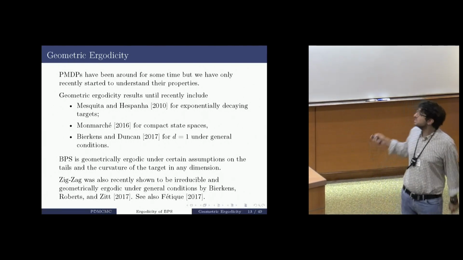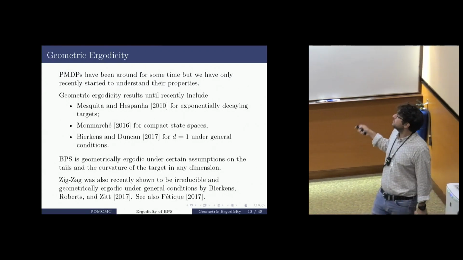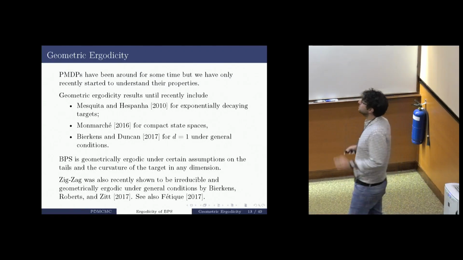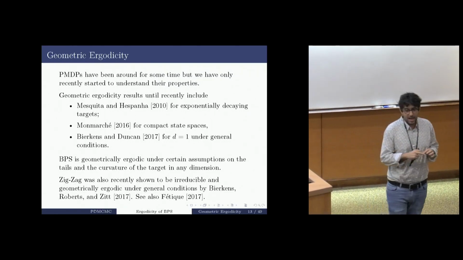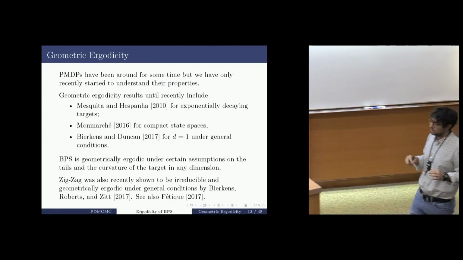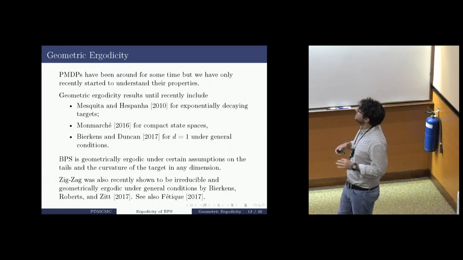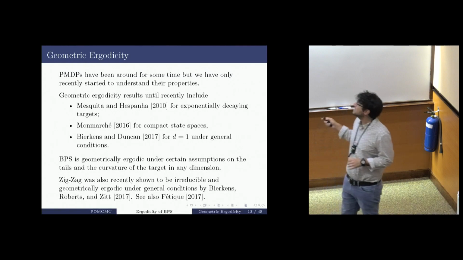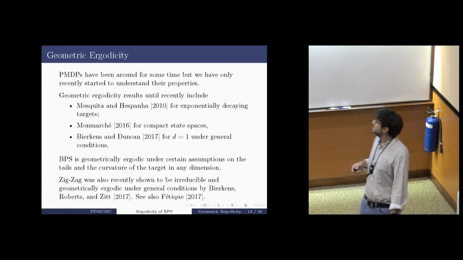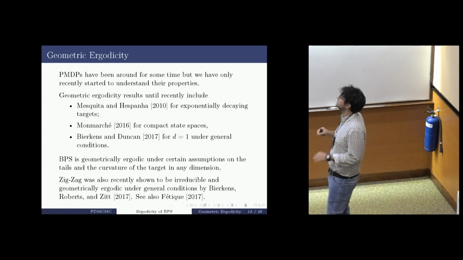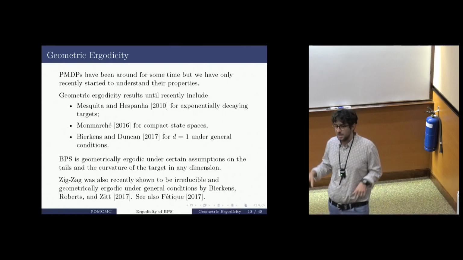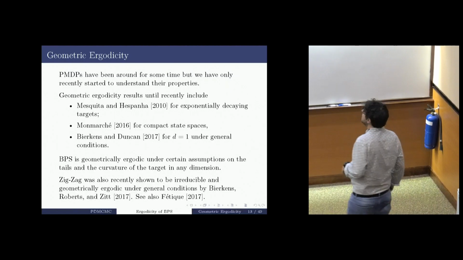There was a result going back to 2010 by Mesquita and España, but it was just for exponentially decaying targets. So it needs to decay like an exponential function. And the process was slightly different to either BPS or zigzag. Also, Pierre Montmarché had results on compact state spaces, and Joris Bierkens with Andrew Duncan had results for dimension 1, but under very general conditions. And they had an exact formula for the asymptotic variance, which was very nice.